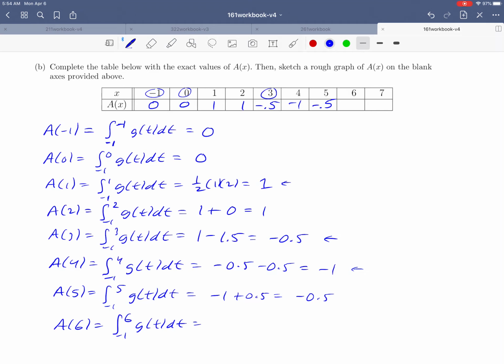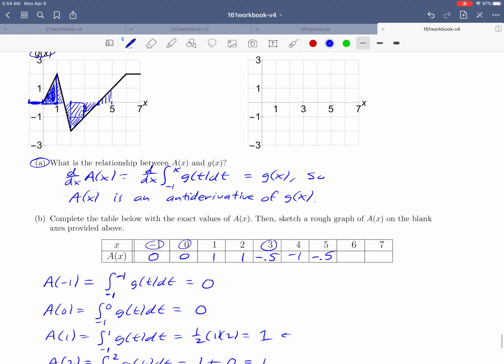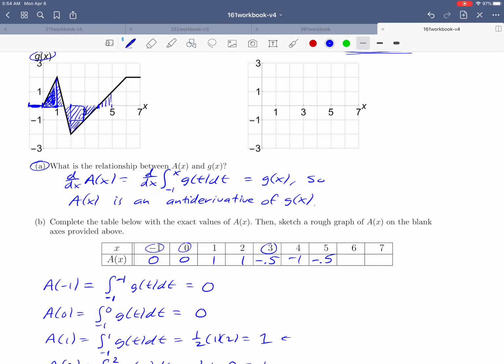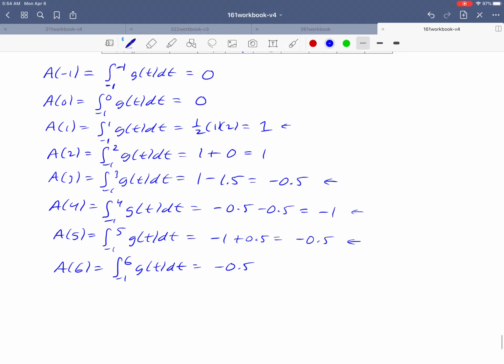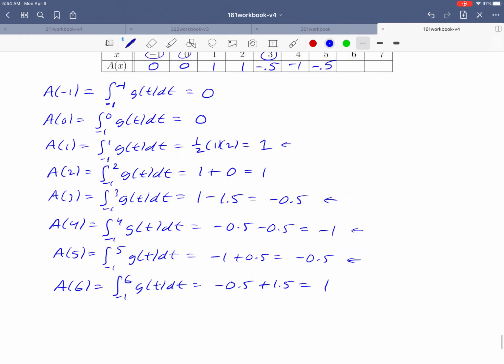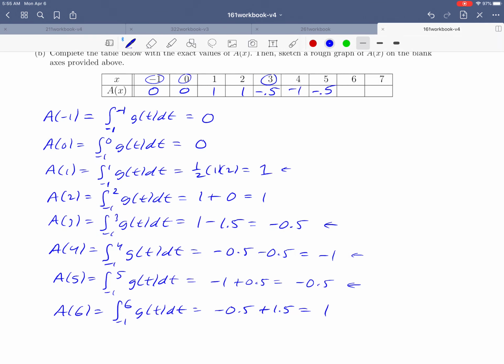Okay, so if we integrate from -1 to 6, we're going to start with the -0.5 that we already had. Okay, and what's going on between 5 and 6? Let's see. Between 5 and 6, we're going to add a square that has area 1 and another triangle that has area 1/2, so we're adding 1/2. Okay, so it looks like we're going to get 1, and sorry for all the scrolling up and down. This screen is kind of small.